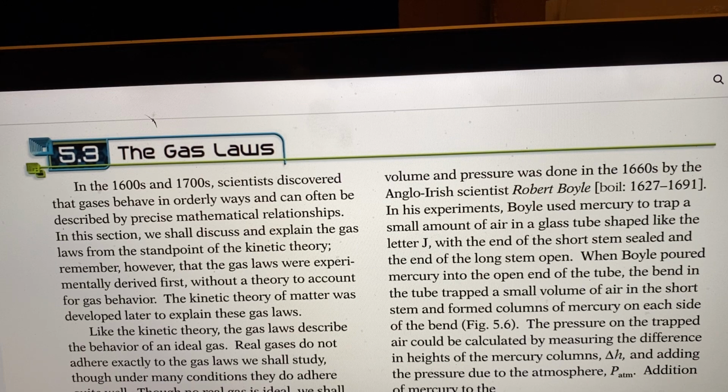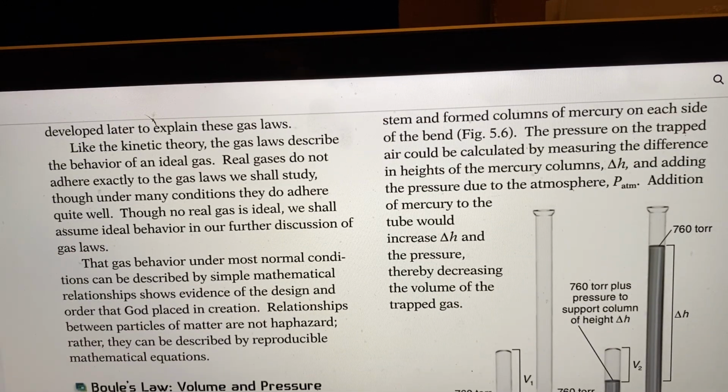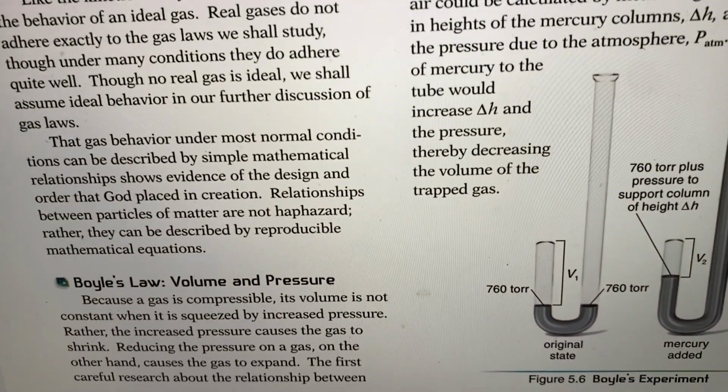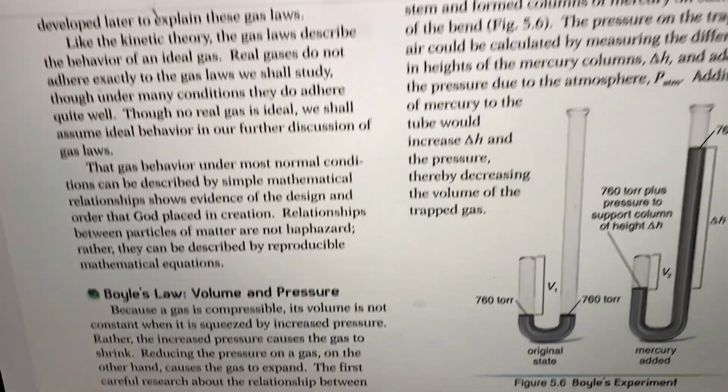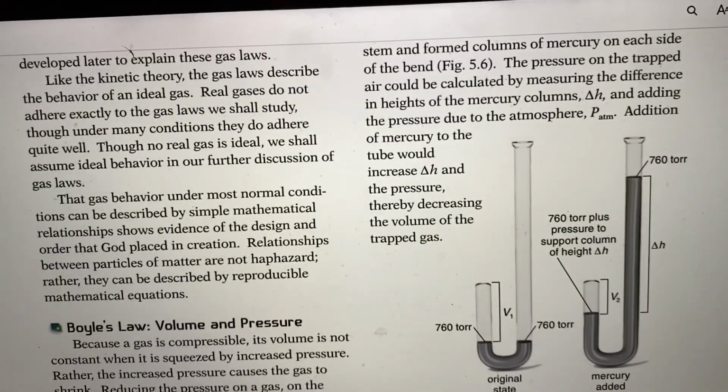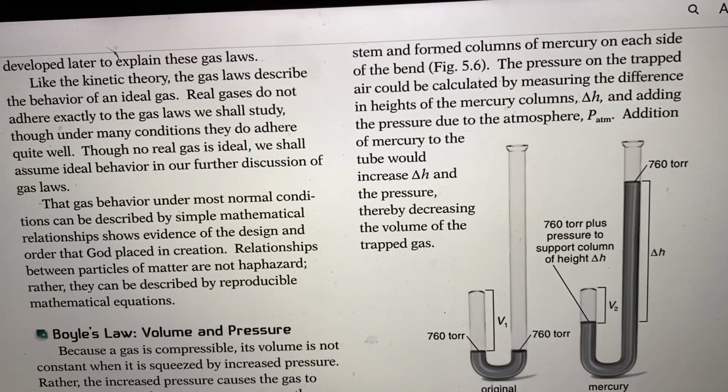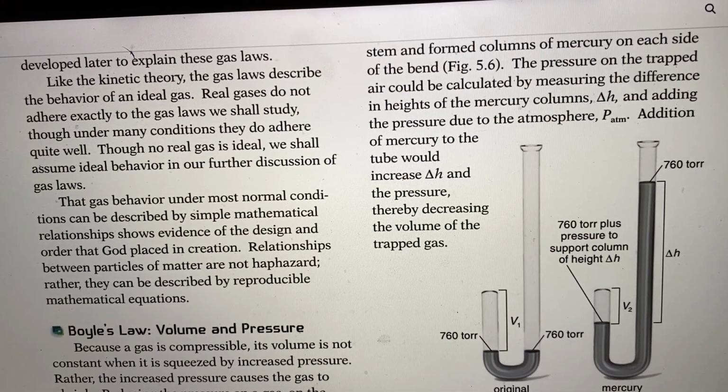Well, how did this all get started? Well, we have one of the laws. The first law is Boyle's law. And Boyle's law has to do with volume and pressure. Well, who was Boyle and what is Boyle's law?